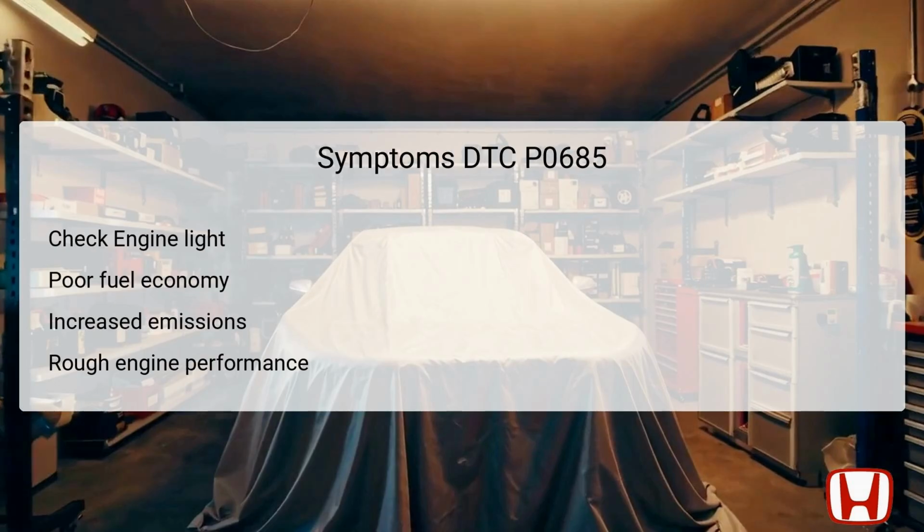Drivers may experience several symptoms when facing DTC P0685. A prominent indicator is the check engine light being illuminated on the dashboard, signaling that there's an issue needing attention. Poor fuel economy is another symptom, as an inaccurate air-fuel mixture can cause the engine to use more fuel than necessary. Increased emissions may also be detected, which could lead to failure during inspections of emission standards. Moreover, rough engine performance, such as unusual idling or hesitation during acceleration, may also be noted. Recognizing these symptoms early can aid in preventing more extensive damage and costly repairs.